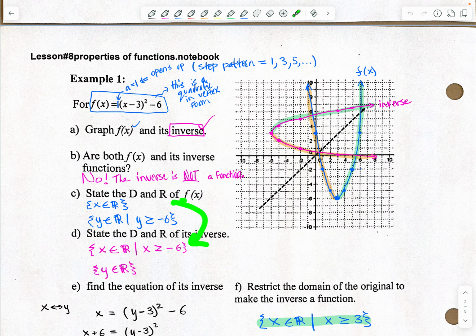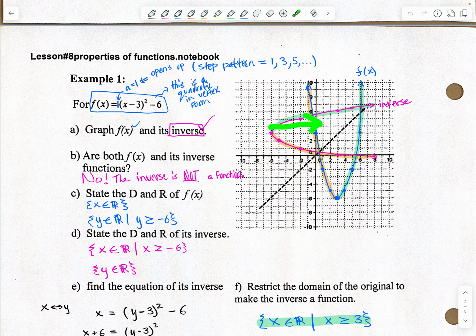The domain of my original becomes the range of my inverse, right? The domain here becomes this range right here. So x element of R becomes y element of R. y element of R such that y greater than or equal to negative 6 becomes x element of R such that x greater than or equal to negative 6, right? Because the range of that becomes the domain of this when it's flipped.